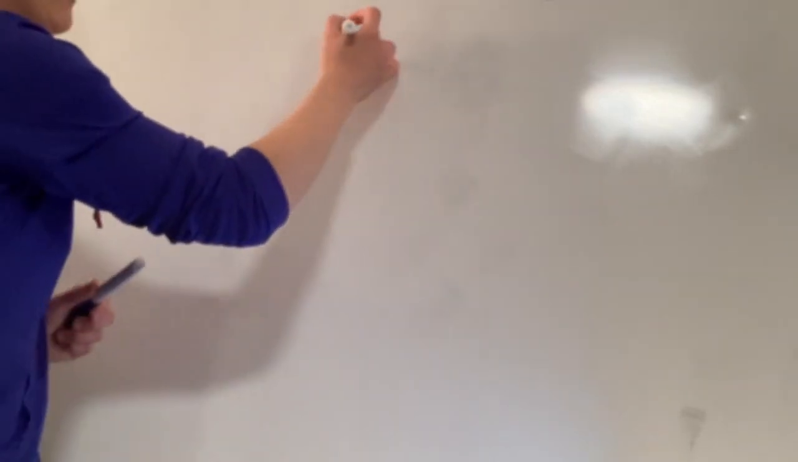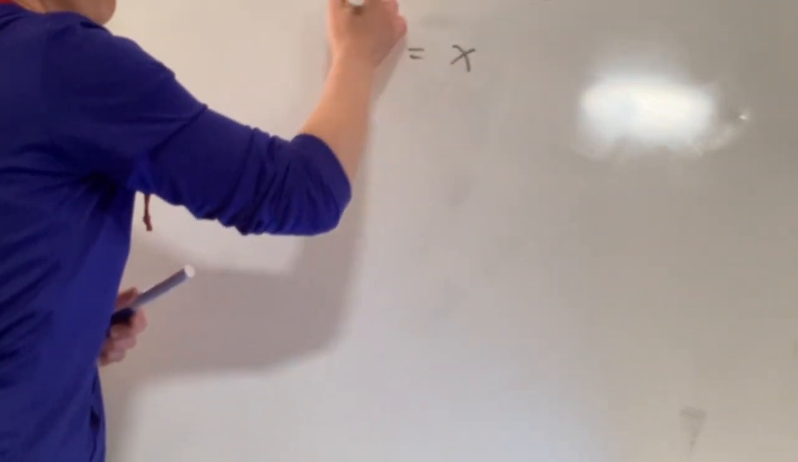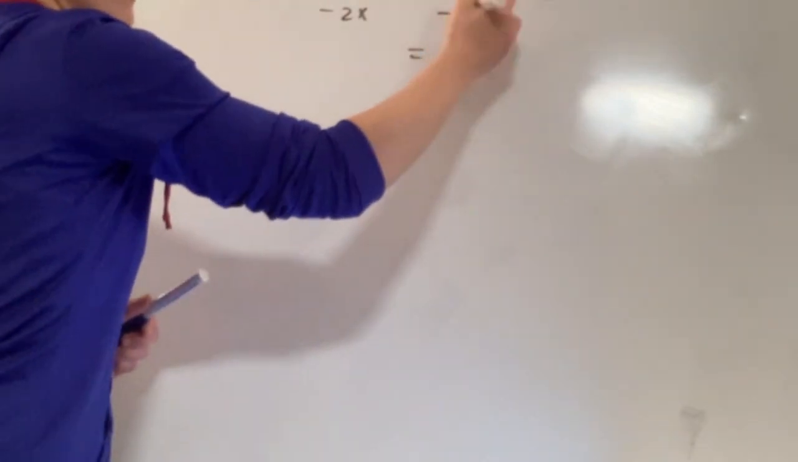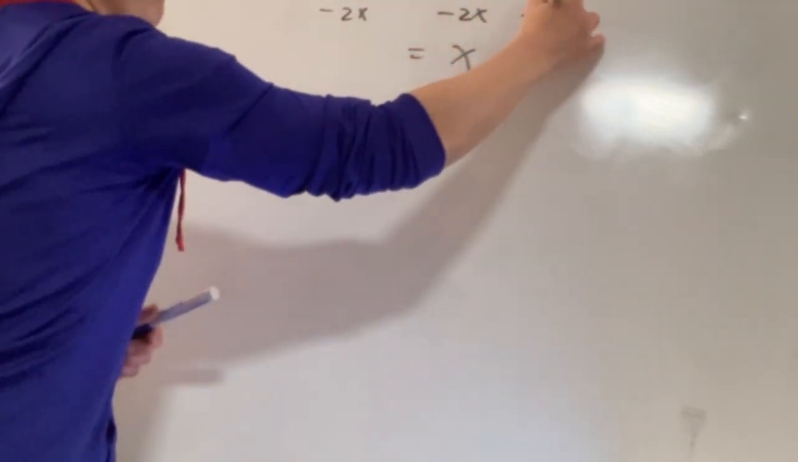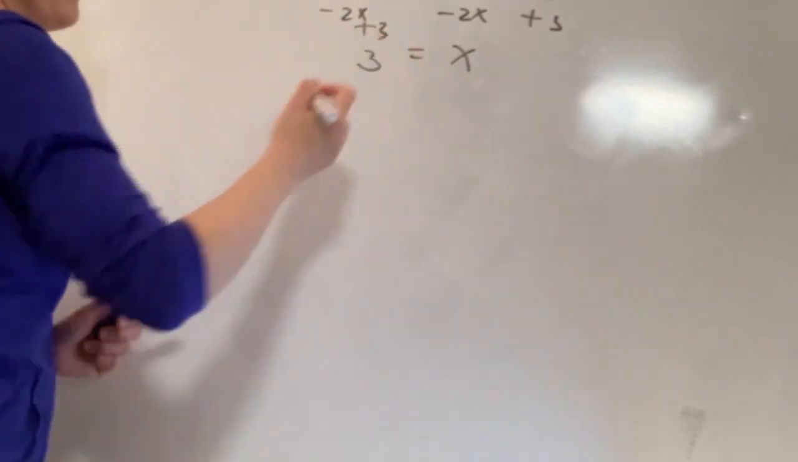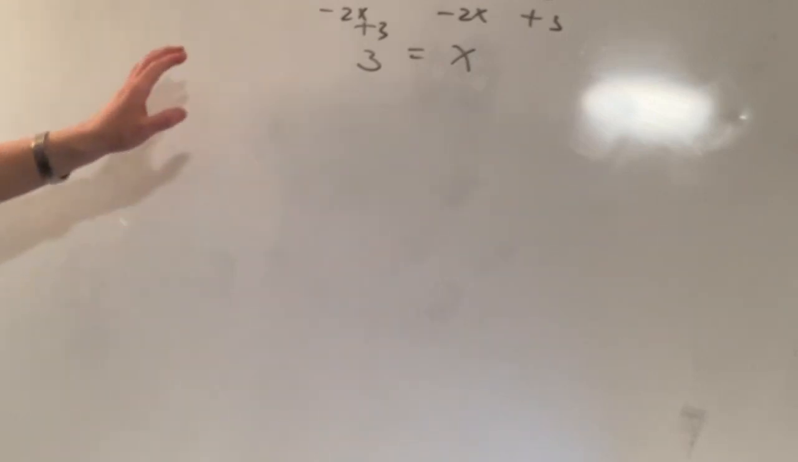Okay, so you have x equal to 3x minus 3. Minus 2x from both sides, so you have x, and then you plus 3 to both sides. So x equals 3. That will do. Is that okay? Yeah.